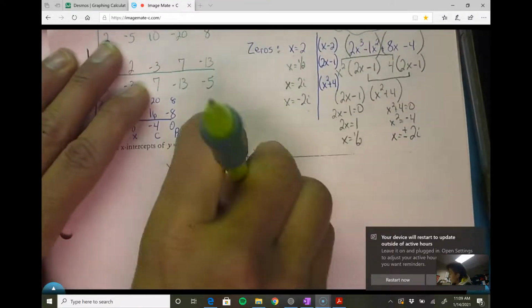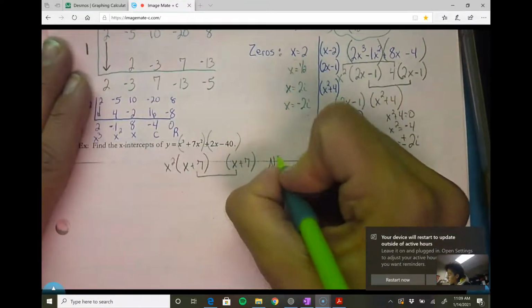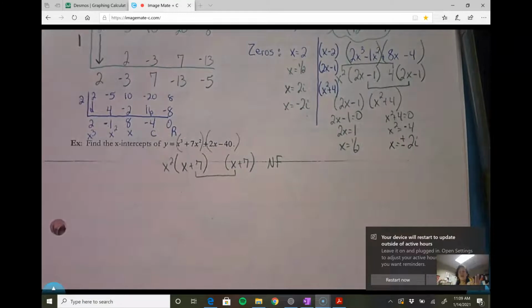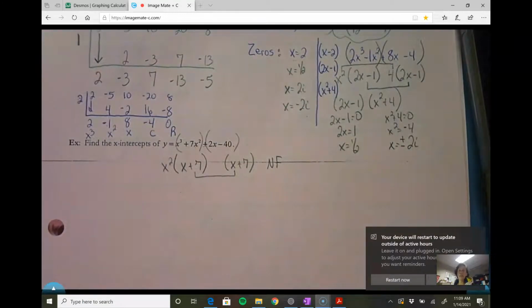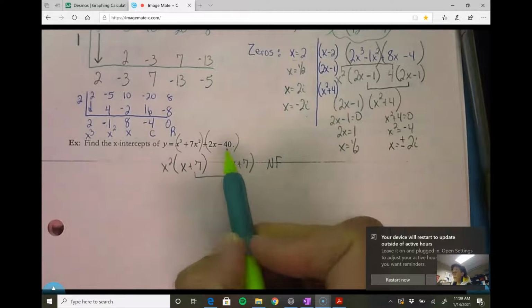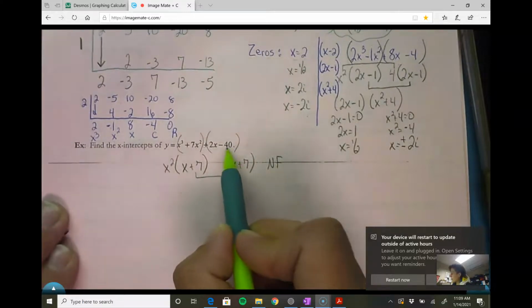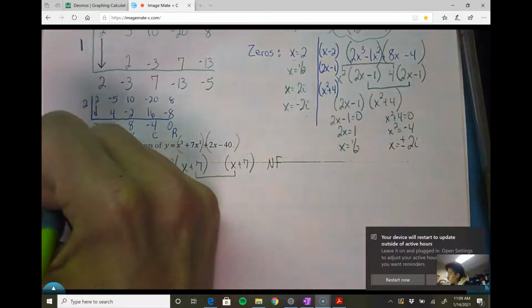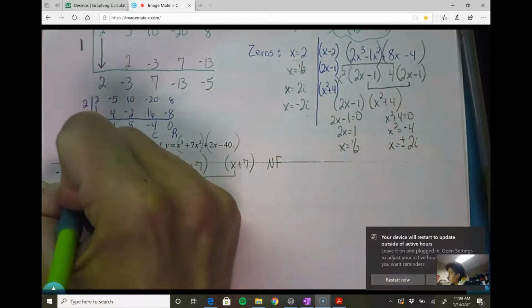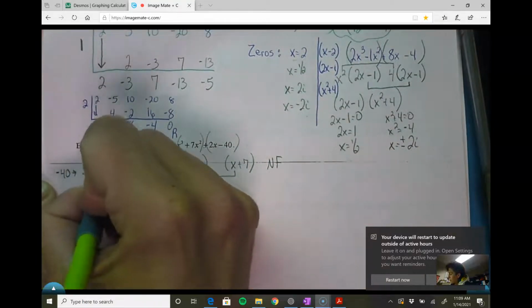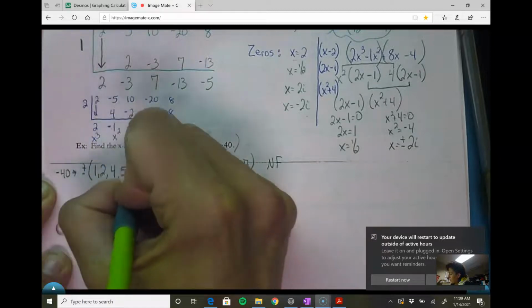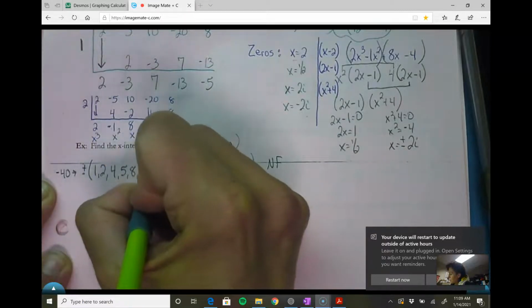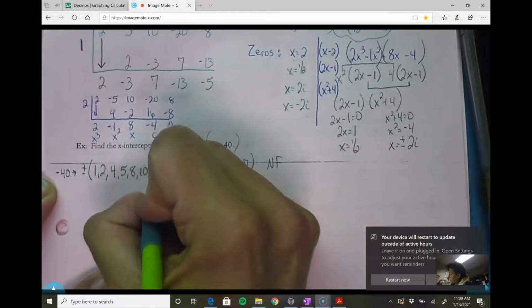So I'm going to erase, well, I'll just write not factorable. This is me proving it's not factorable. So now what I have to do is I need a little help so I can get it factorable. So I do what's called the rational root theorem. So I take factors of negative 40. So plus or minus, I hope I get these all, 4, 5, 8, 10, 20, ooh, I'm going to run out of room, and 40.